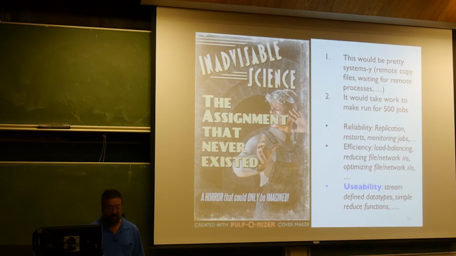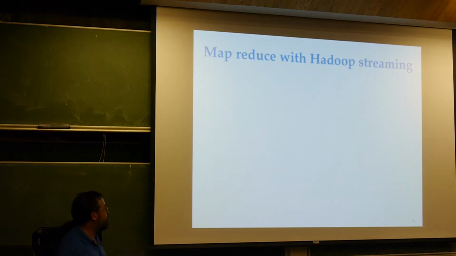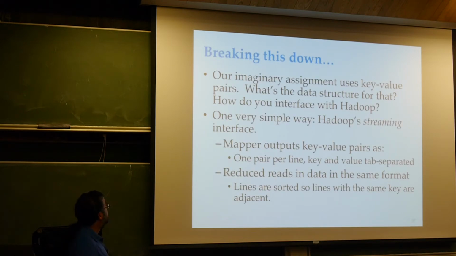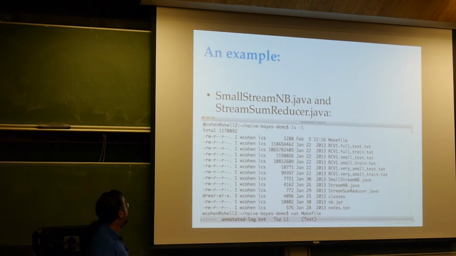I want to do a little bit more drilling into Hadoop later on. Let's talk about one way of doing this. This makes Hadoop very close to stream and sort. In our imaginary assignment, we basically had key value pairs, one per line. In homework 1A, we also had key value pairs, one per line, with a tab separating them. So Hadoop actually lets you do this. There's a streaming interface. The mapper basically outputs a line with the key and value, tab separated by default. The reducer reads in data in the same format. The lines are sorted just as if they were the output of sort. That means you can take the code you have for the algorithm for homework 1A and quickly make a mediocre, slightly inefficient Hadoop version of it.